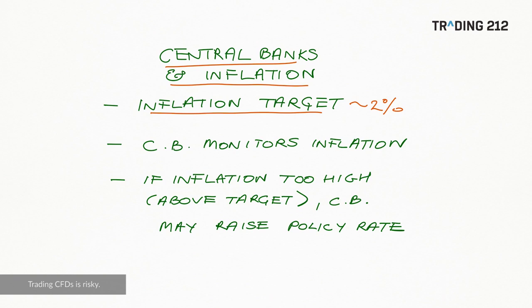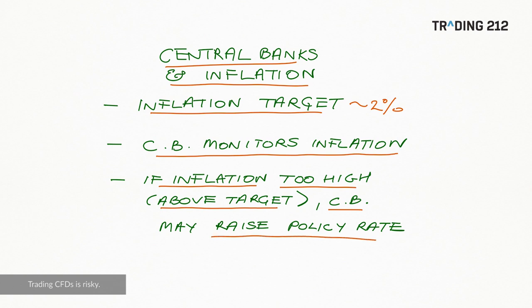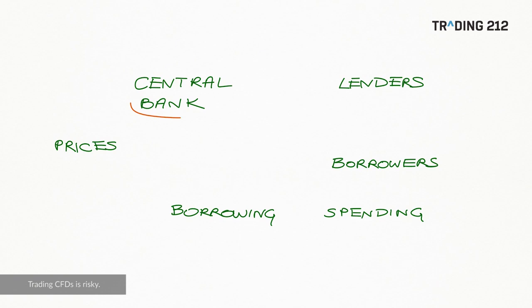Because price stability is a key aim of the central banks, a central bank will monitor inflation in its country or region. And if that inflation rate becomes too high, i.e. if it rises above target, then the central bank may feel that it's necessary to raise its policy rate. So here we have our central bank, and the central bank is keeping an eye on what's going on with prices. Now, if they go too high, i.e. if inflation persists above target, then the central bank may respond by raising its policy rate.